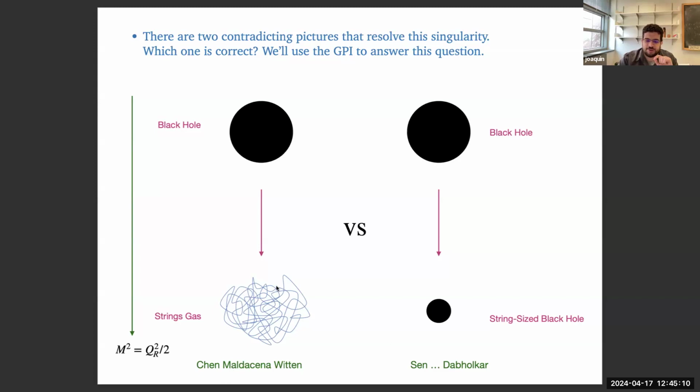So these two pictures are obviously contradicting. So what we want to answer is, what is the right description of the ground state of this quantum system? Is it a string gas or is it a black hole? Okay.